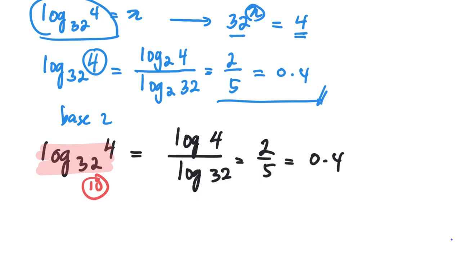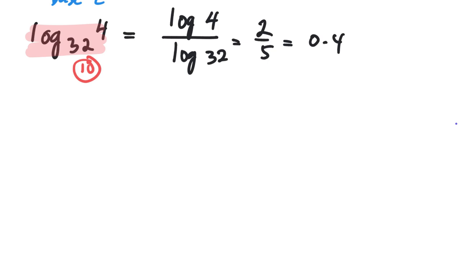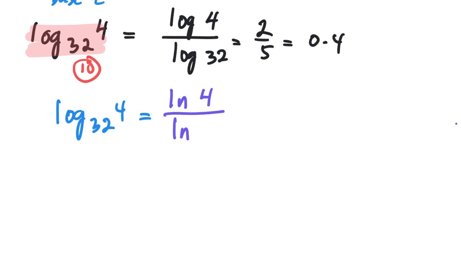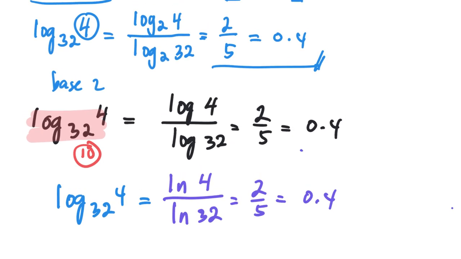Now let's try one more, the natural logarithm, ln. I'm going to rewrite the same problem: the logarithm of base 32 of 4. But this time I'm going to use natural logarithms, equal to ln 4 over ln 32. I would like you again to use your calculator, and this is going to give you the same answer as earlier when I used base 2, base 10, and now base of natural logarithms.